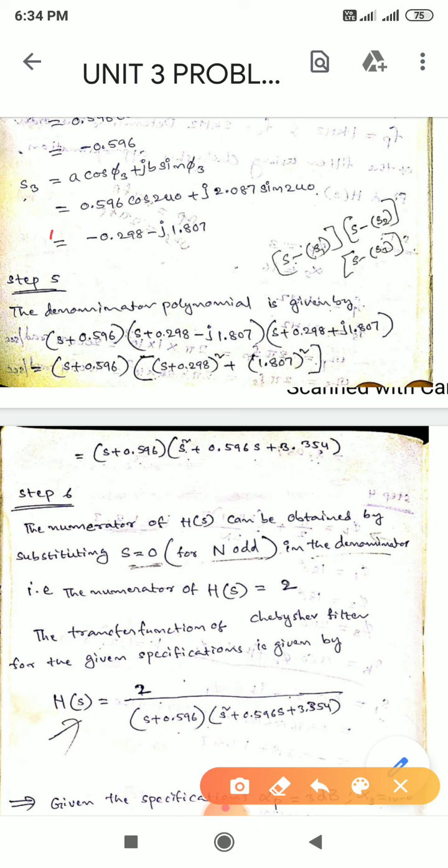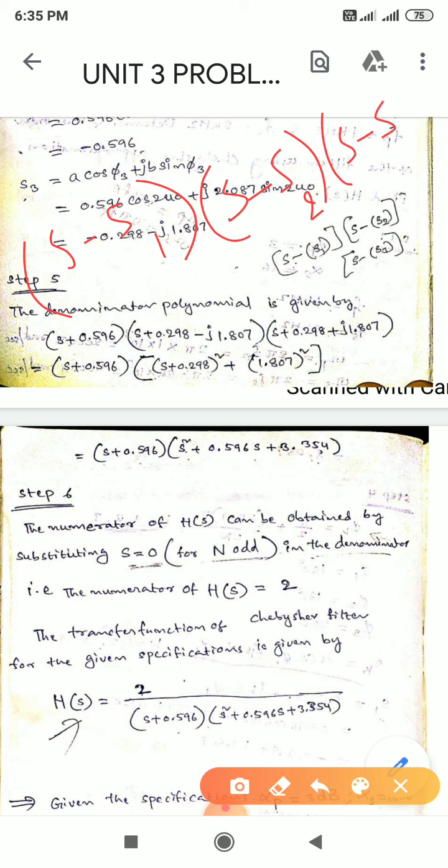It can be written as what? (s - s1)(s - s2)(s - s3). Actually it has 3 poles, 3 roots: s1, s2, s3. From those roots we are determining the denominator polynomial.